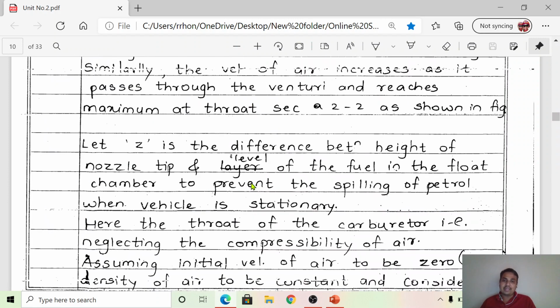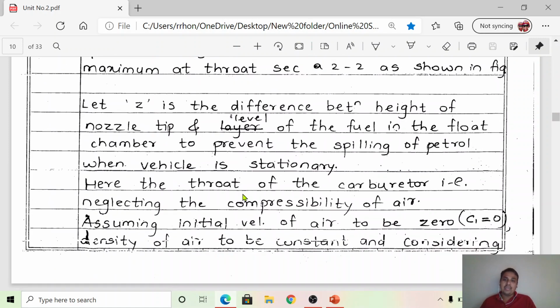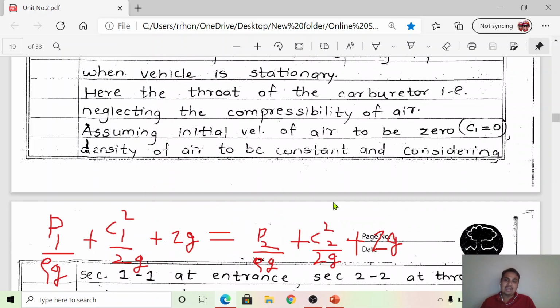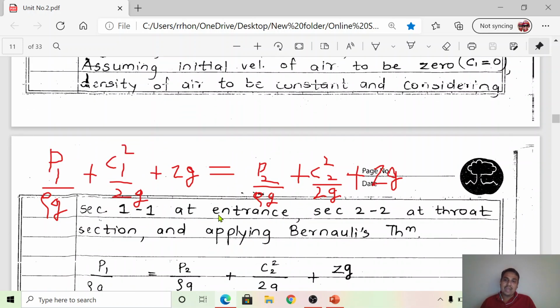We are totally neglecting the effect of compressibility of air. The things are written over here also: here is the throat of the carburetor, neglecting the compressibility of air, assuming. If we are going to neglect the compressibility of air, then we have to assume the initial velocity of air to be 0. Let us consider C1 as the initial velocity of air, equal to 0, and the density of air to be constant, considering section 1.1 at entrance and section 2.2 at the throat section, and then we are going to apply Bernoulli's theorem.